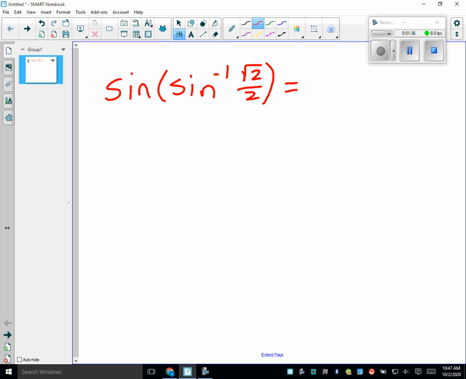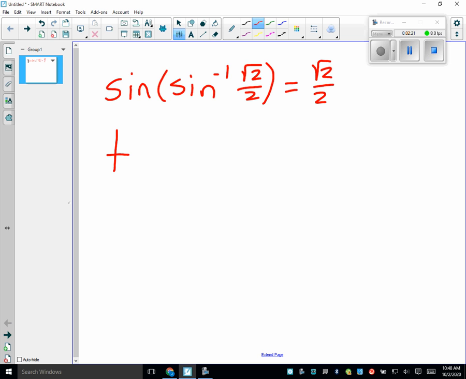In quadrant 1, and only in quadrant 1, if I am doing a regular and an inverse of the same trig function, the answer is just what is given. The answer is this. Okay? That's only true for quadrant 1. So if it's in quadrant 1, then it's the same thing? Yep.